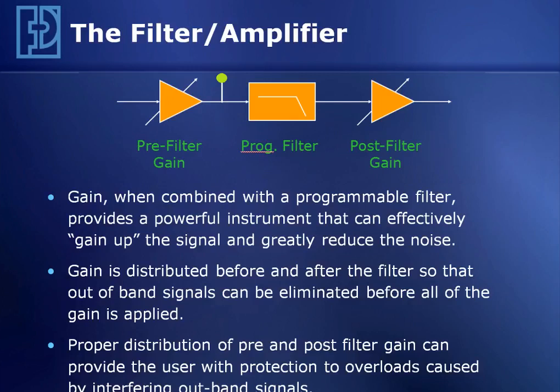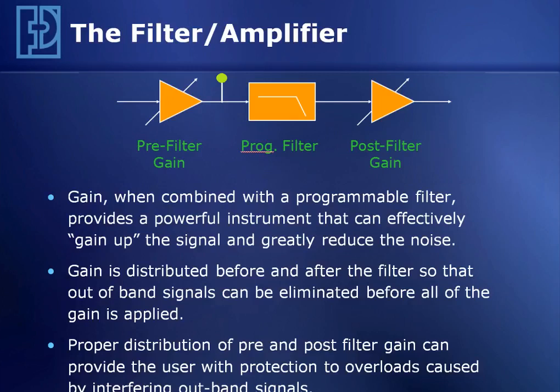We always include in our instruments an overload detector at the input of the programmable filter, because an overload condition that occurs anywhere within an amplifier will really destroy your data. You'll have signal creation, nonlinearity, and you can have DC shifts in the data when the signal overloads in the filter.